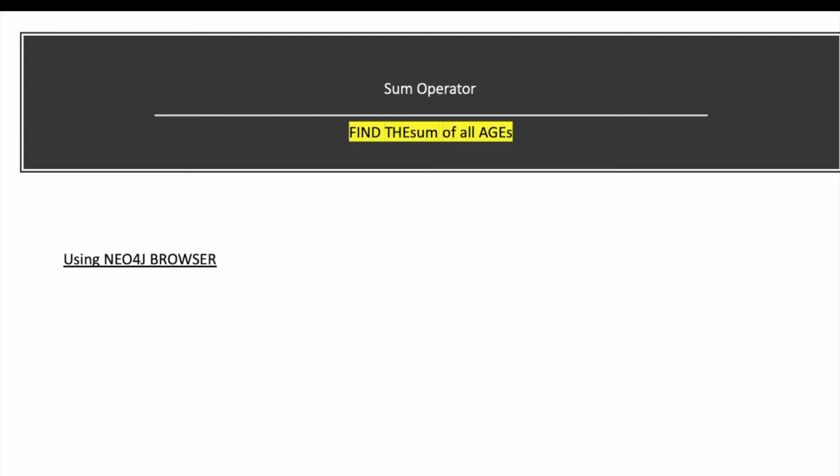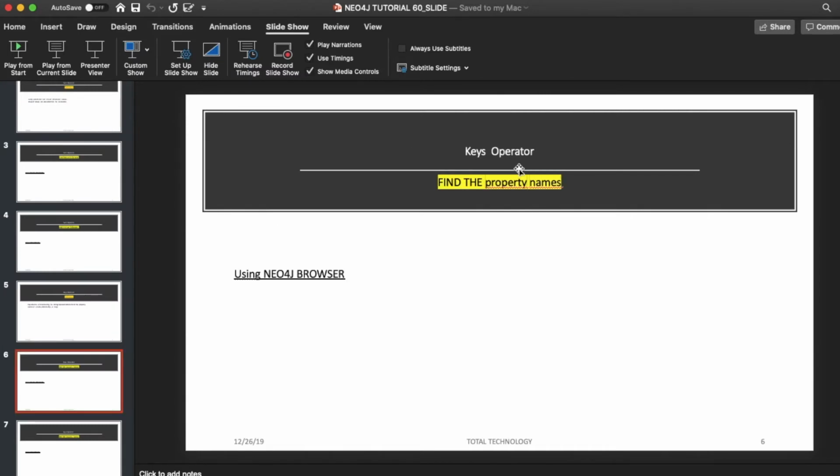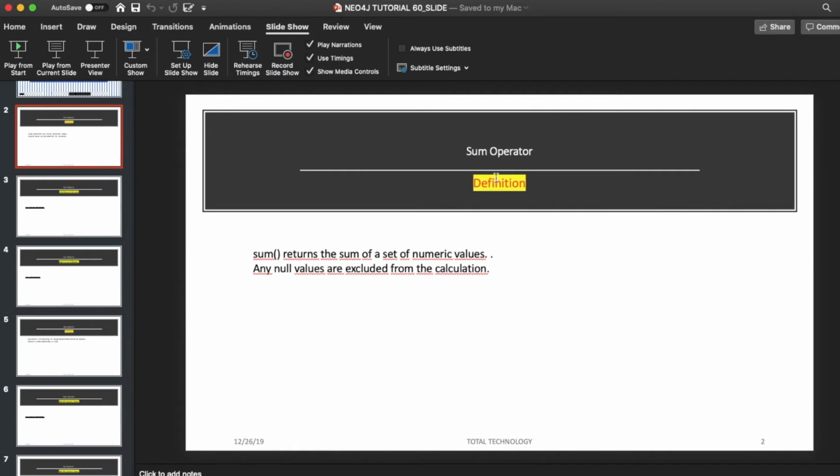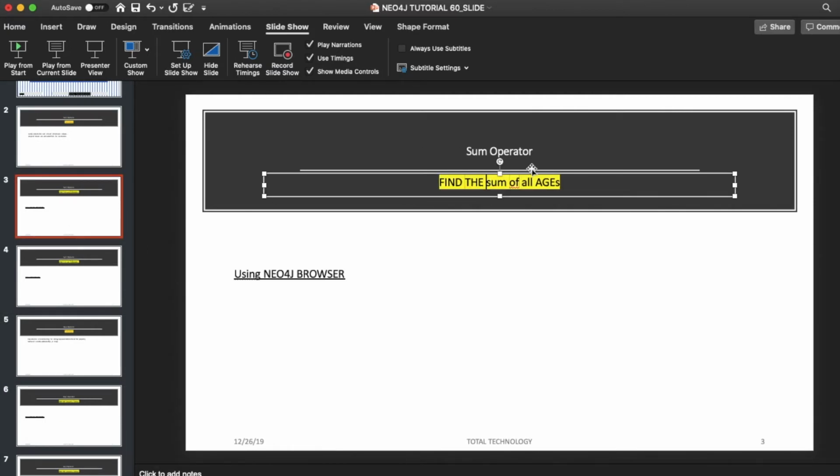Okay, so Neo4j, find the sum of. Let me change this, find the property, sum operator definition. Now this is the sum operator, find the sum of all ages. Yes, this is going to work.